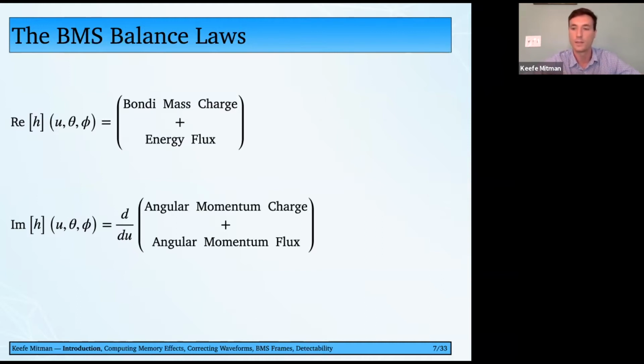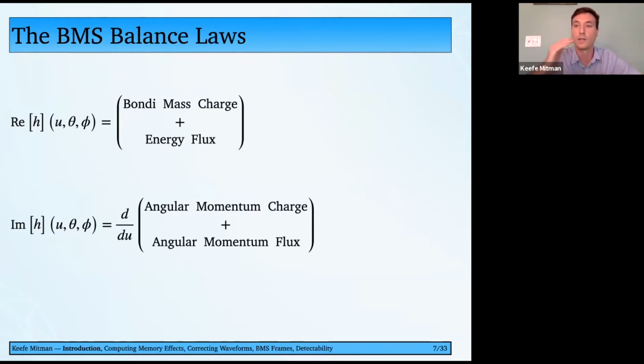An easy way to see that is by focusing on, say, the energy flux term. If we think about our typical binary black hole inspiral, we know that a large amount of energy is going to be radiated in the form of gravitational waves. So we would expect the energy flux term to have some non-zero net change over time. And due to these balance laws, we would expect that this non-zero net change in the energy flux should be reflected in the left-hand side of this equation, in the real part of the strain.